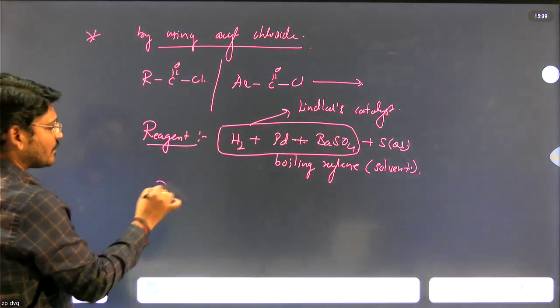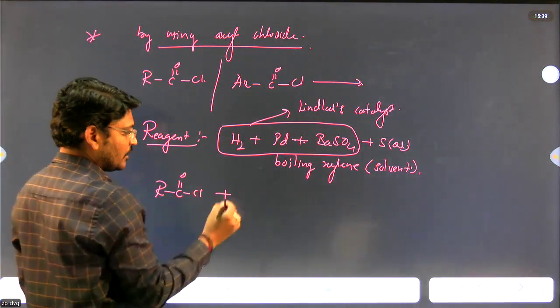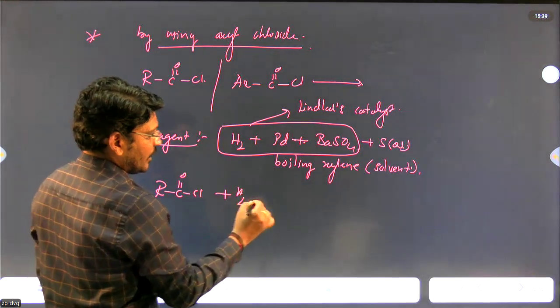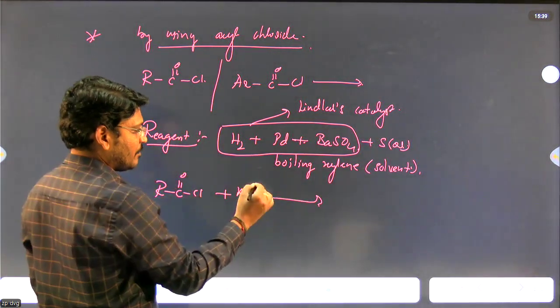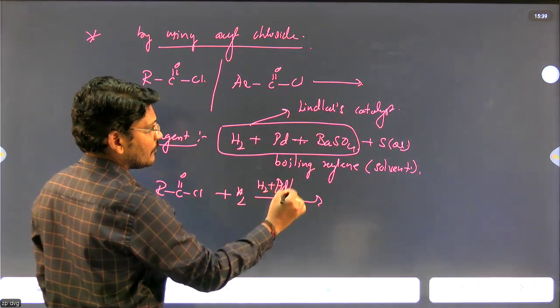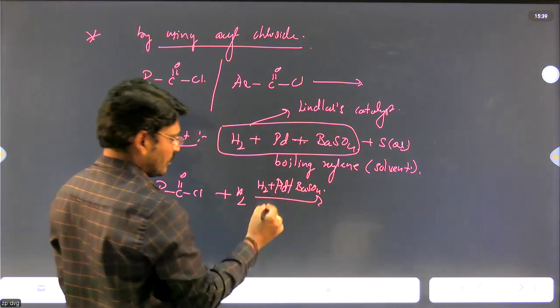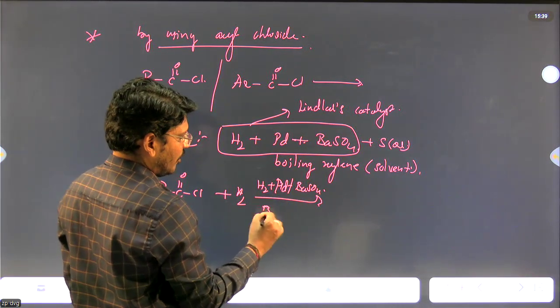So normally whatever acyl chlorides are there, RC double bond OCl, if they undergo reduction in the presence of the same thing, hydrogen with palladium and BaSO4, along with boiling xylene.